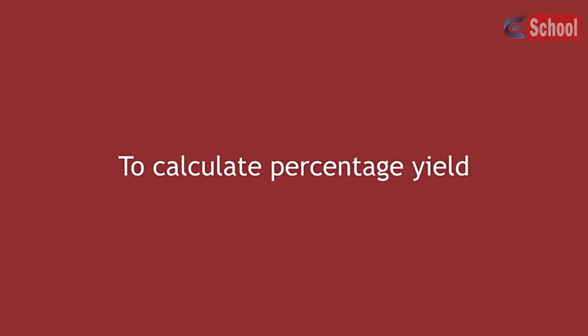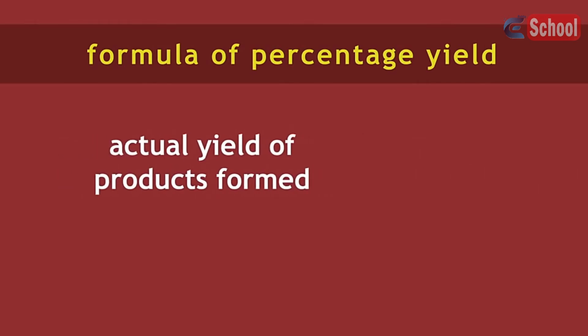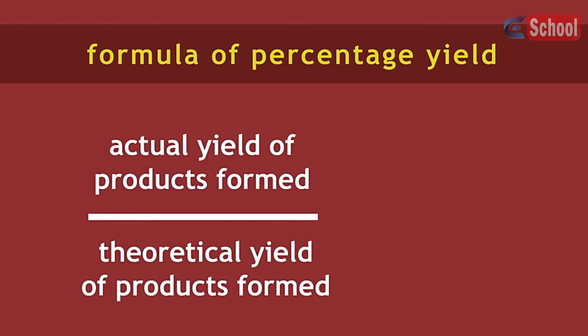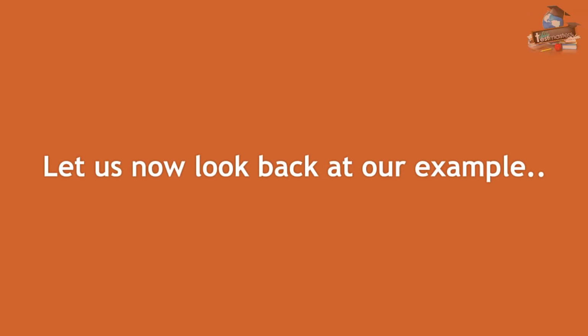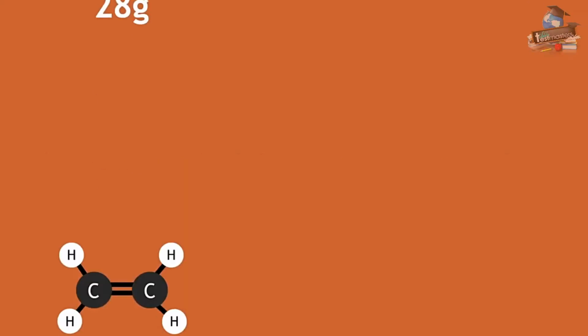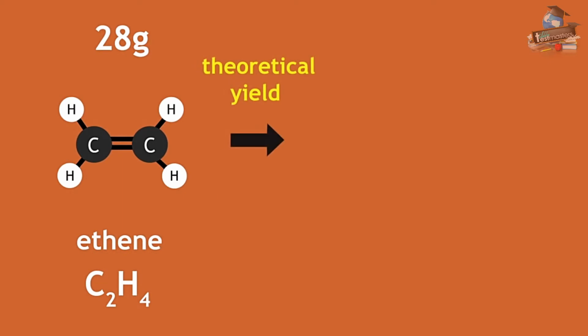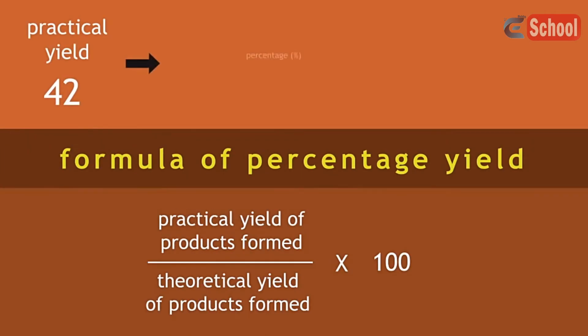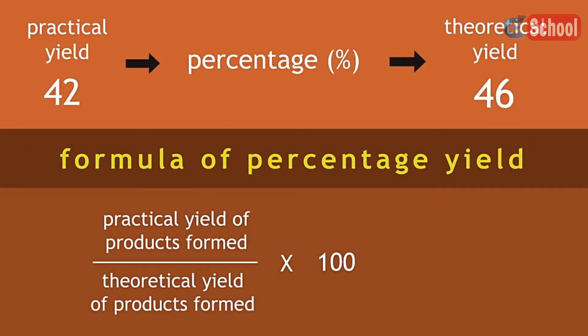To calculate percentage yield, we therefore do the actual yield of products formed divided by the theoretical yield of product formed, multiplied by 100. Let us now look back at our example in which we had calculated that 28 grams of ethene produced a theoretical yield of 46 grams of ethanol. Let's say this was carried out in practice and only 42 grams of ethanol was actually produced. We therefore need to work out 42 as a percentage of 46. This will show us the percentage yield.